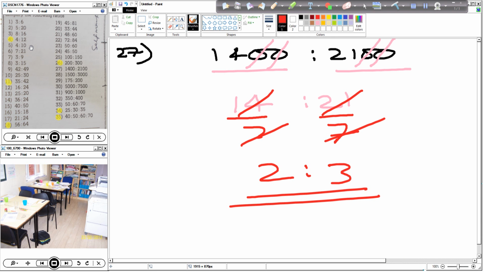So 4 ratio 12 gives you an answer of 1 to 3. 35 ratio 42 gives us an answer of 5 divided by 7, that is 5 ratio 6. 56 to 64, we divide them both by 8, that gives us a ratio of 7 to 8. 200 to 300 gives a ratio of 2 to 3. 25, 30, 35 gives a ratio of 5, 6, 7. And 40, 50, 60, 70 gives a ratio of 4 to 5 to 6 to 7. That was right. Alhamdulillah, it's good.